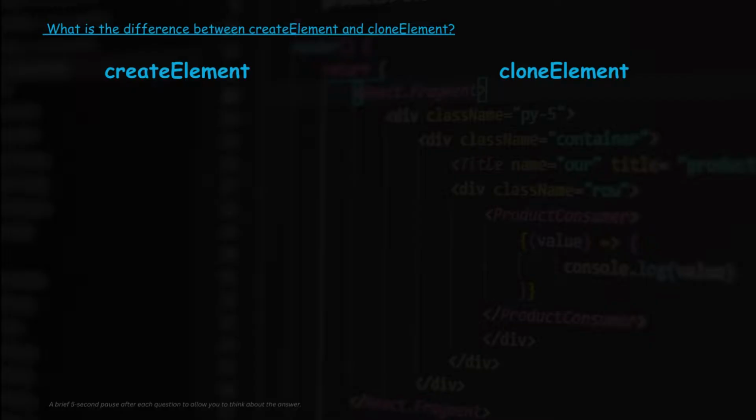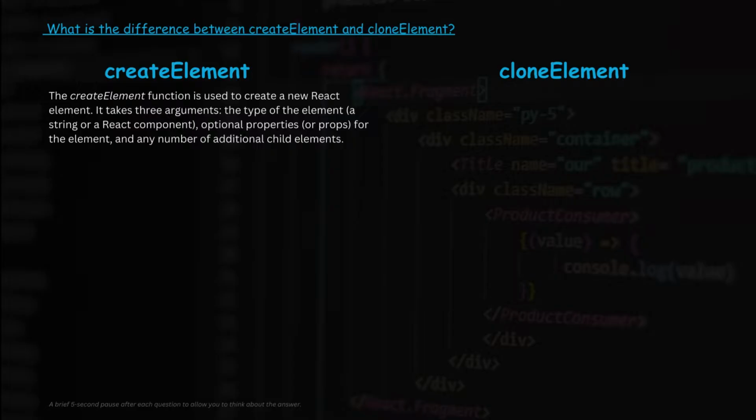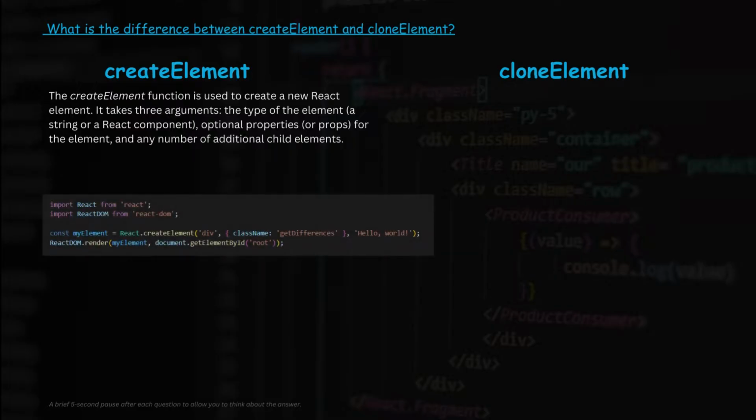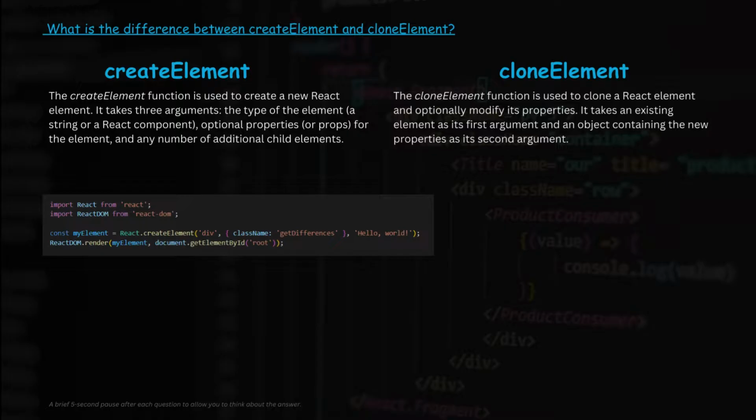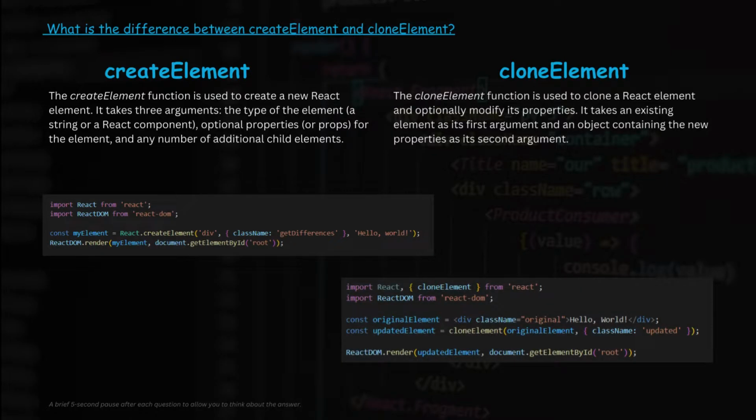Question 20. What is the difference between createElement and cloneElement? The createElement function is used to create a new React element. It takes 3 arguments: the type of the element, optional properties for the element, and any number of additional child elements. While the cloneElement function is used to clone a React element and optionally modify its properties. It takes an existing element as its first argument and an object containing the new properties as its second argument.